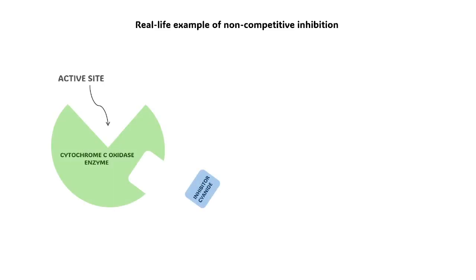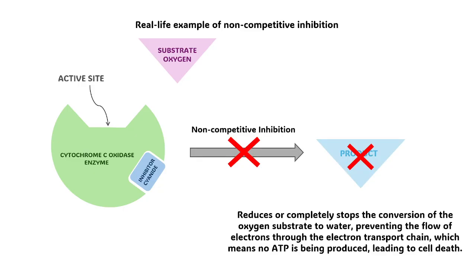A real-life example of non-competitive inhibition is cyanide. Cyanide inhibits an enzyme called cytochrome c oxidase, which is part of the electron transport chain in the mitochondria where cells produce energy. Instead of binding to the enzyme's active site, cyanide binds to the allosteric site, changing the enzyme shape and preventing it from catalyzing the conversion of oxygen to water. This prevents the flow of electrons through the electron transport chain, which means no ATP is being produced, leading to cell death.